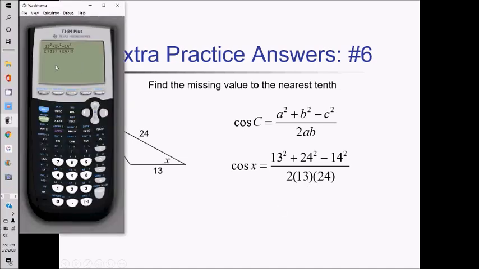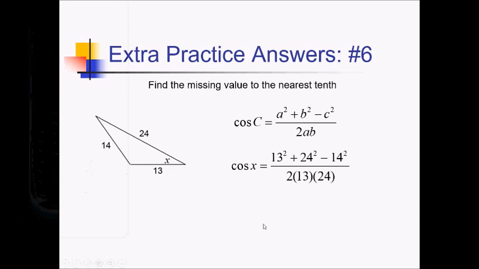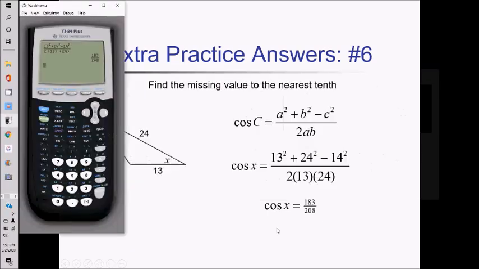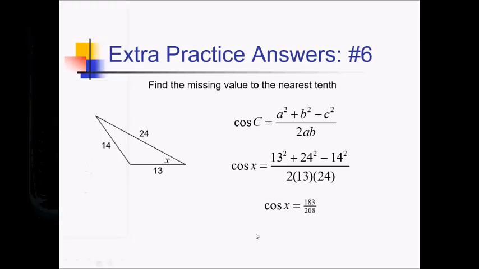So plugging all that in with my fancy fraction from alpha y equals, pressing enter, that's 183 over 208. That's what cosine of x equals, just kind of a little halfway step. But I'm not quite done. I'm going to inverse cosine that on my calculator. So let me do second cosine, arrow up to grab that output, and then close the parentheses if you want, enter again. We get 28.4, and that's degrees because that was an angle.